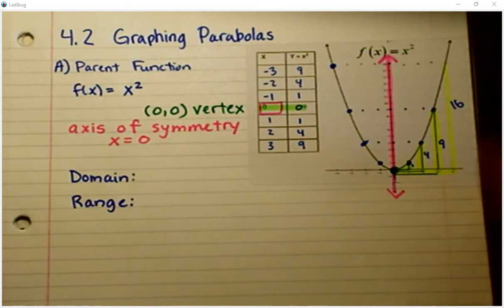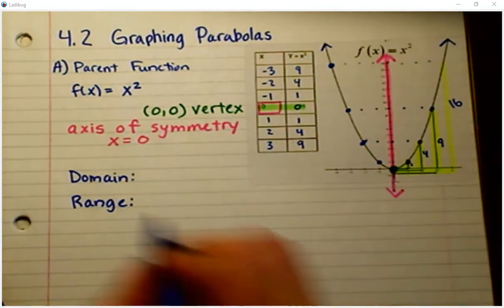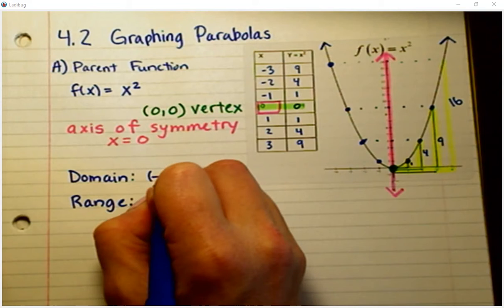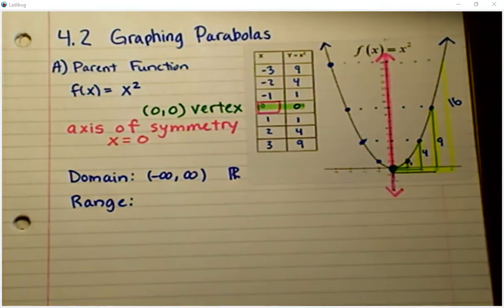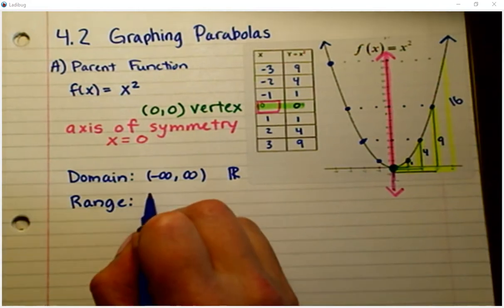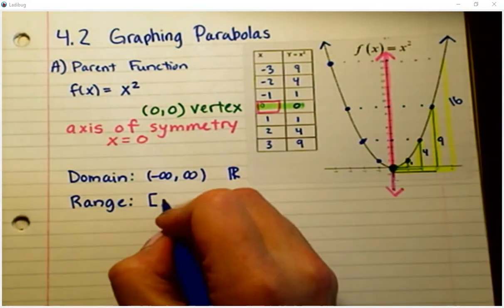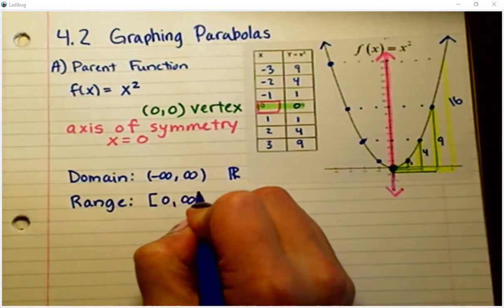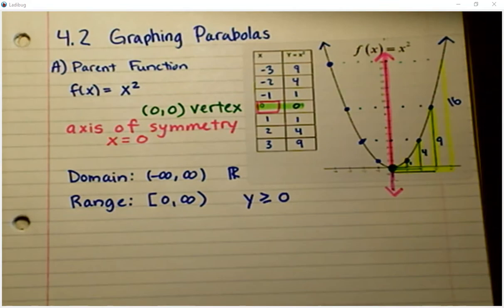Okay, the domain of this picture, notice that we've got arrows, is all real numbers. Okay, you can write it in interval or with the symbol. And the range, bottom to top, all right? Now, if you're going to describe range, make sure you use the y value.